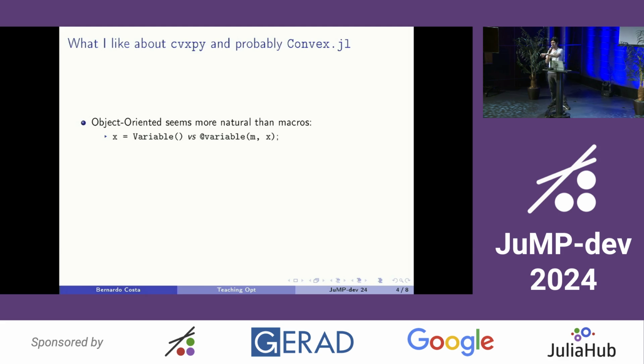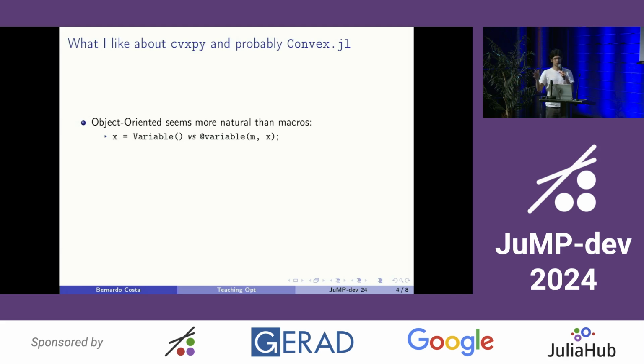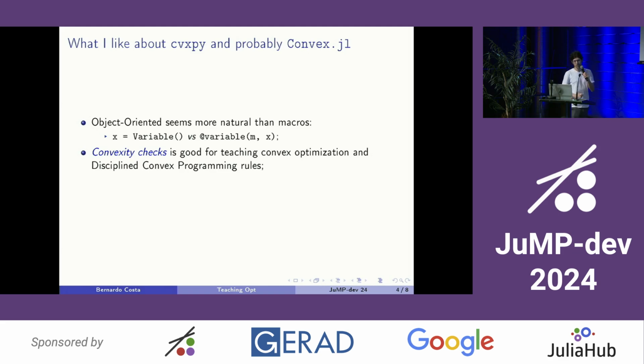You create a variable, it's probably something that students relate to more, whereas you have the macro that creates the variable for you. Of course, if you are from CS, you understand what this macro is doing under the hood, and you see the creation of the programming variable X. But the notation sometimes seems more natural with object orientation for programming. And then, well, convexity checks is good.